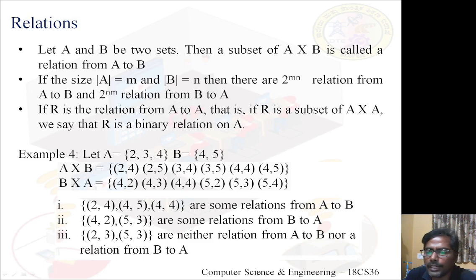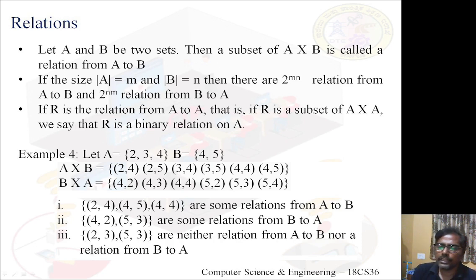Similarly, look at the second set with 2 ordered pairs (4, 2), (5, 3). This second set is nothing but a subset of B cross A. So we can call the second set a relation from B to A. Is it so clear, right? The second set is a subset of B cross A, and hence we can call it a relation from B to A.